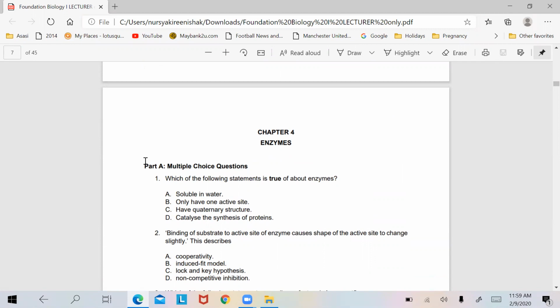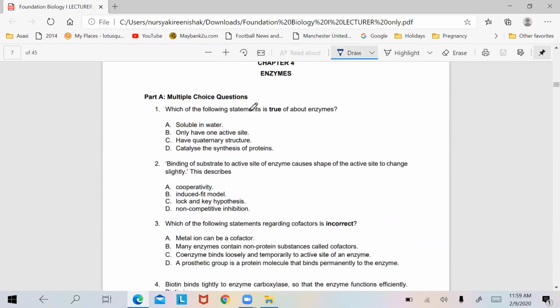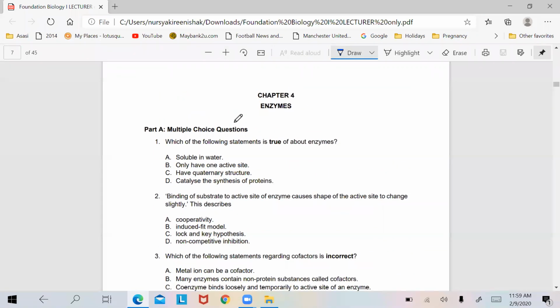For today's tutorial, we are going to discuss a question in your workbook on chapter 4, which is on enzymes. We are going to look at first part A for the multiple choice questions. For question number 1, it says, which of the following statements is true about enzymes?